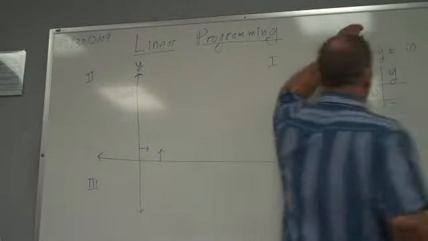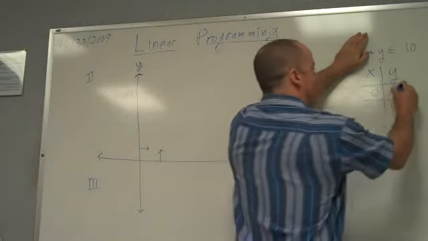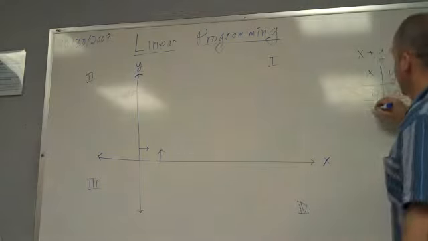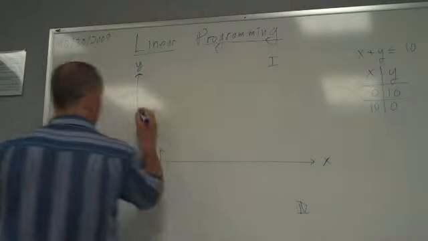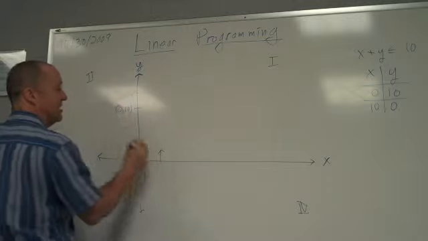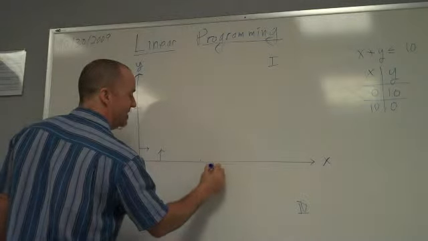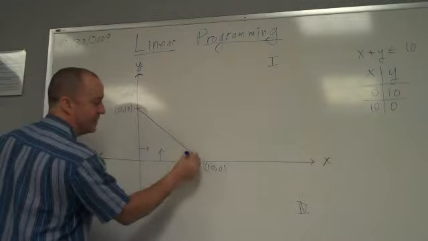When x is 0, what is y? 10. And when y is 0, what is x? 10. So if I give you a line in standard form with numbers that simple, on the next test it will take you just a couple of seconds to go, oh, this thing hits at the points (0, 10) and (10, 0), and it'll look something like that.